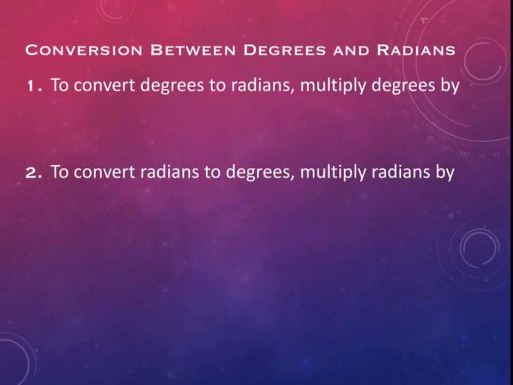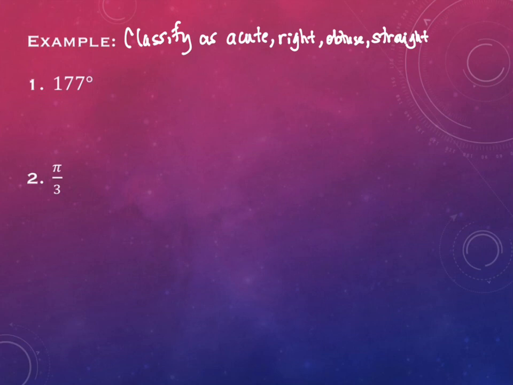All right, so here we are, sorry. One more. 177. What type of angle is it if you have 177 degrees? It's obtuse. And what type of angle if you're at pi over 3? Acute. That's acute.